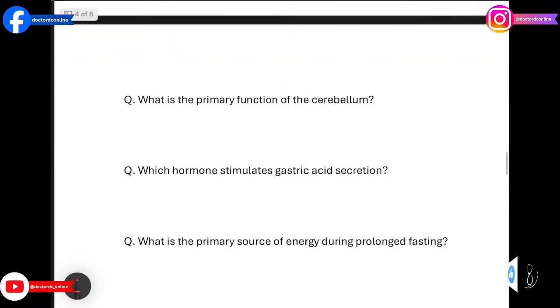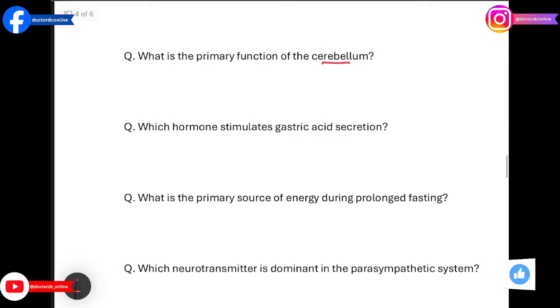The next question is what is the primary function of the cerebellum, and the answer is motor coordination. It fine-tunes movement and maintains balance.